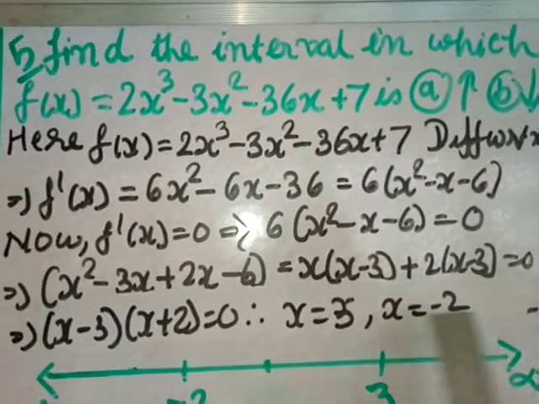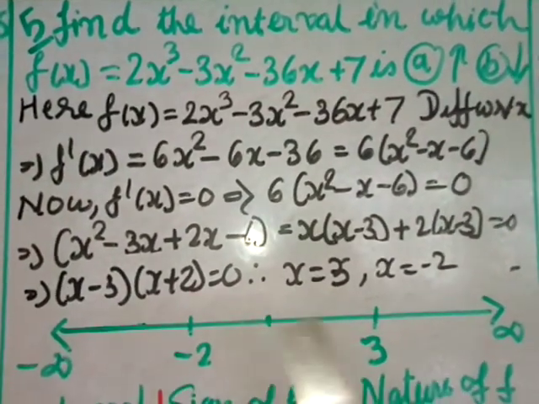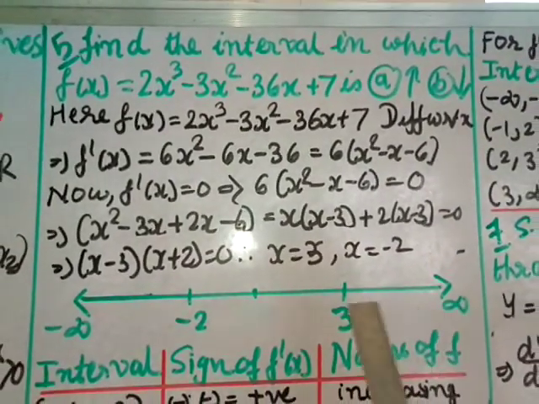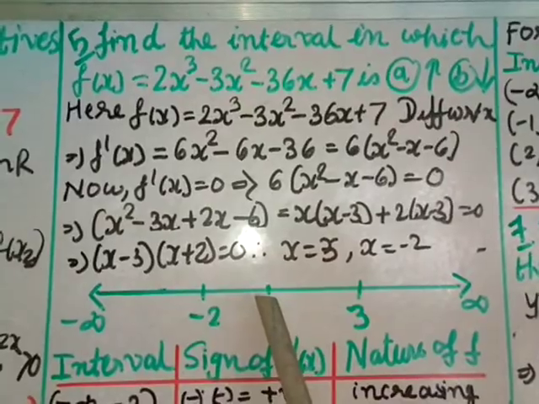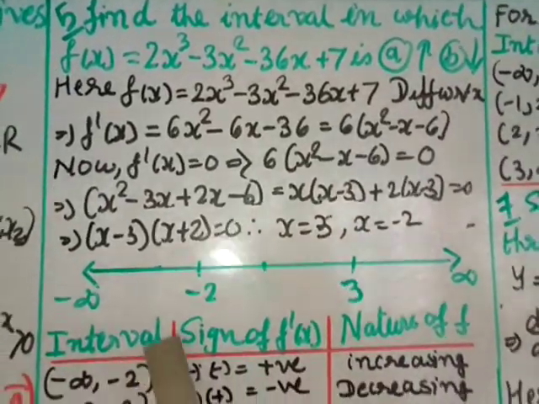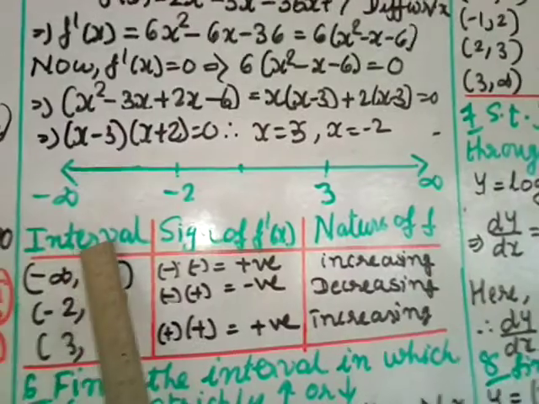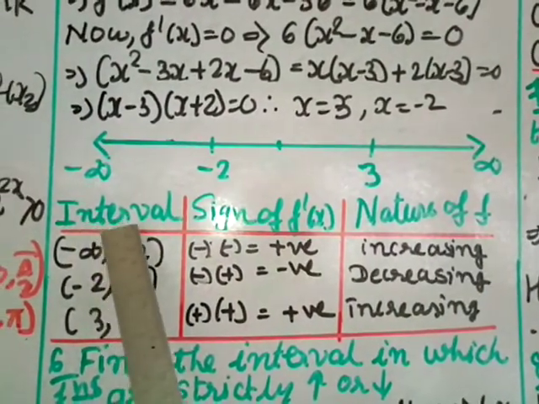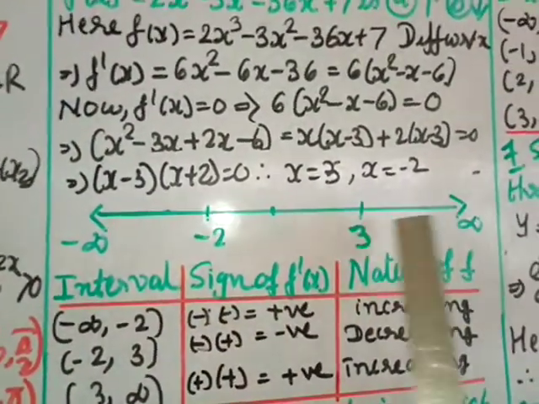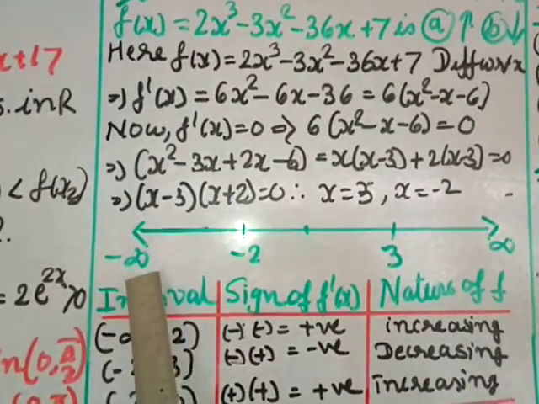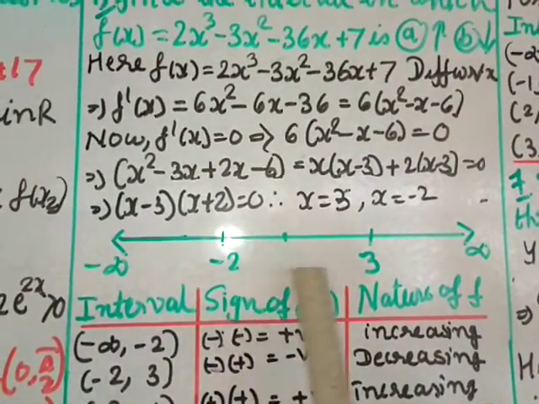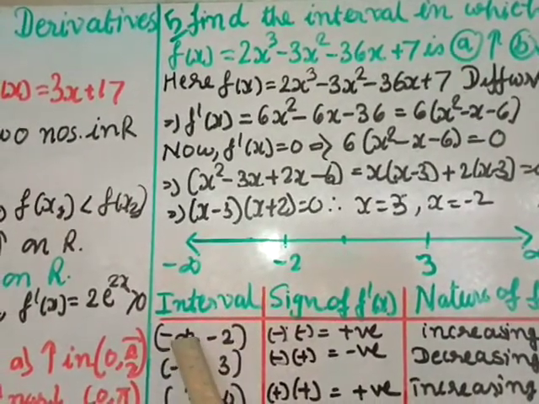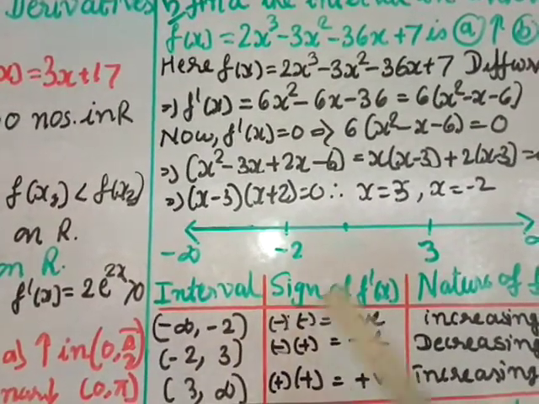So now I have to divide the number line according to this. Okay, so this is my number line and I divide according to this. So infinity and minus infinity are fixed. Then 3 will be somewhere this side, suppose 0 is here, then minus 2 will be here. Now I have to draw this table. In this table, first I have to write the interval, sign of f dash x and nature of f. Now from this number line I have to find the intervals. So the first interval I will take minus infinity to minus 2, second minus 2 to 3, third is 3 to infinity.